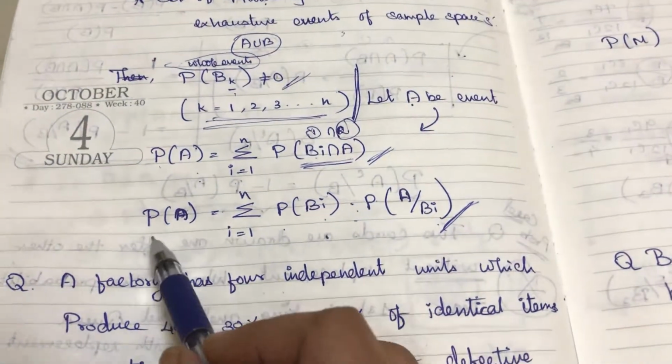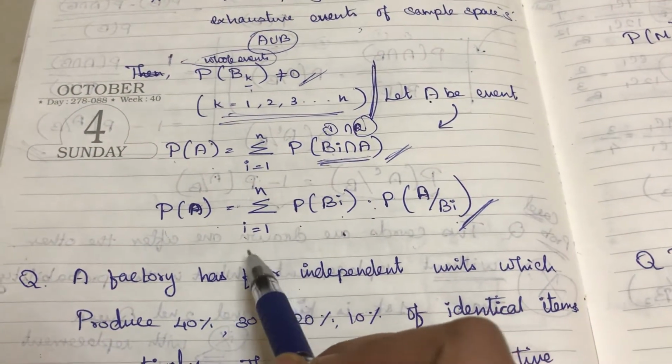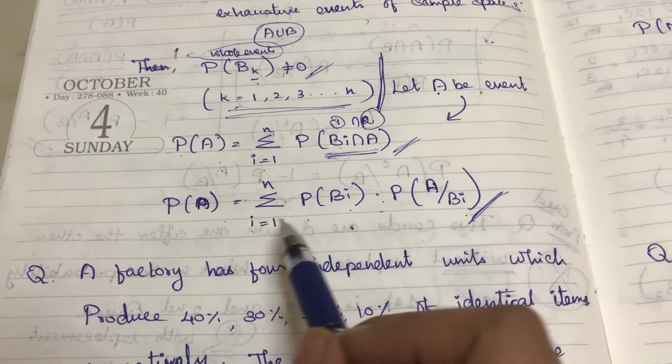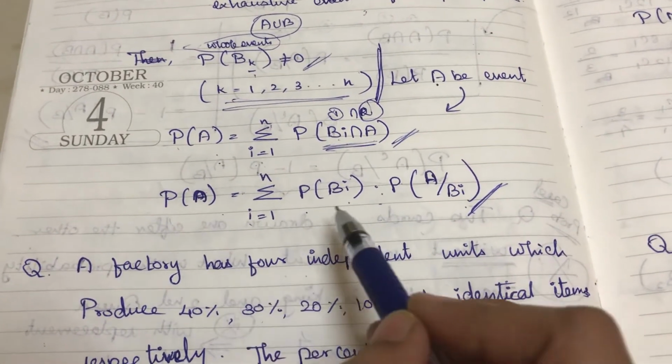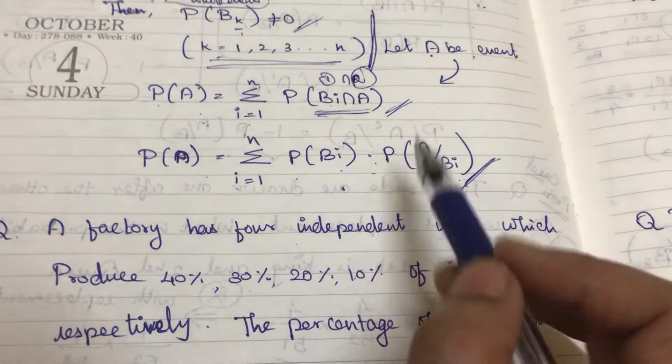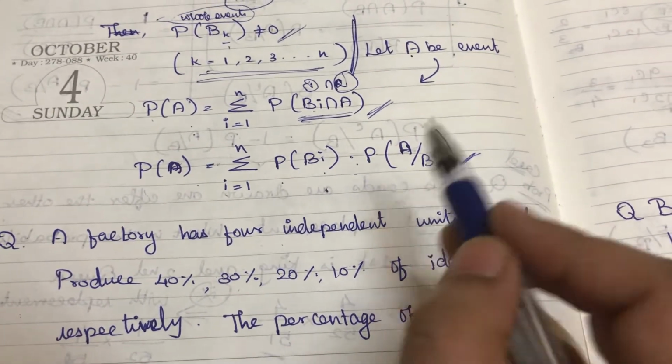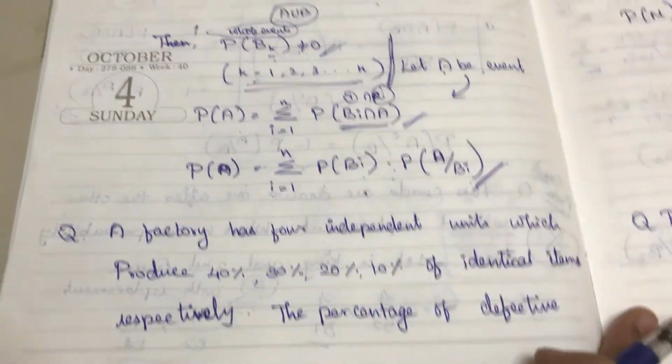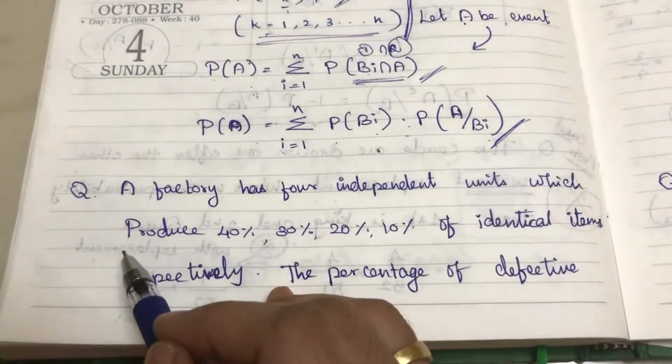So I can easily write P of A will be equal to summation i equals 1 to n, P of Bi into P of A by Bi. So let's see some problems.